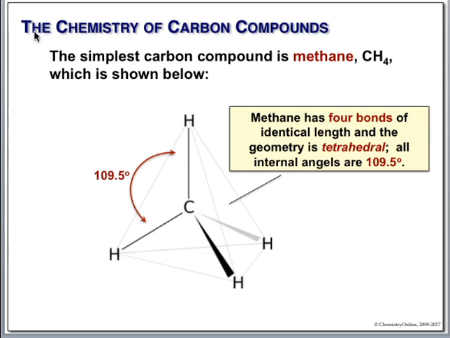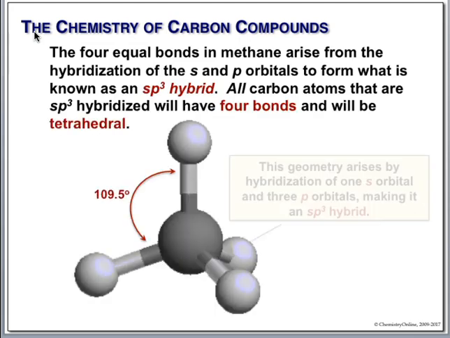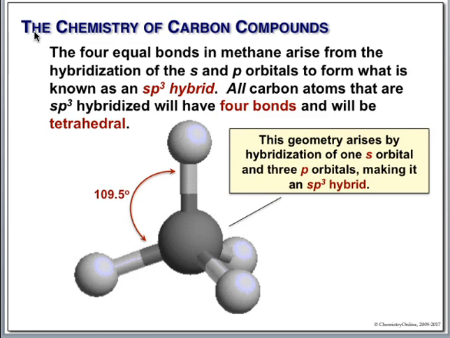The carbon here is suspended in between these four hydrogens. All these distances are equal. All the angles are equal. This is tetrahedral geometry. So again, in order to do this, we had to hybridize 1s and 3p orbitals to make this structure. We will refer to these as sp3 carbons. An sp3 carbon will have single bonds to four things, and it will have 109 degree bond angles between all of them.